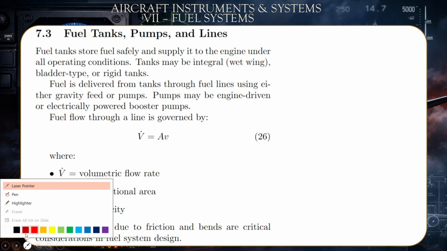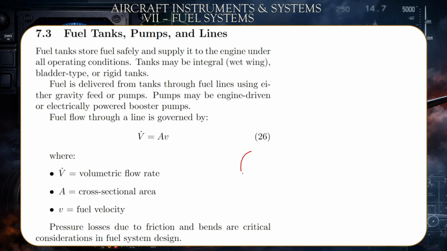So again, how can we visualize it? If you imagine this as being the pipe and this is the cross-sectional area, A times v, which is the velocity of the flowing fuel, that product would give us the volumetric flow rate.